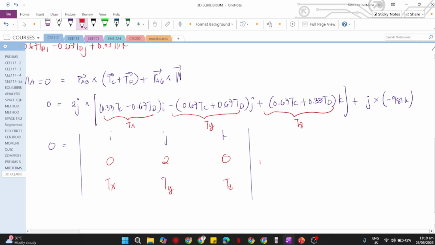Ayan. And then, that's to be added by the cross product of nitong J at saka negative 981K. Diba, I've told you that if you cross product the J and K, different unit vectors will result to a different unit vector. So, if you cross product J and K, you get I. So, that means we have 1 times negative 981. So, that is obviously negative 981. And that is I. So, okay na yung part na yan.